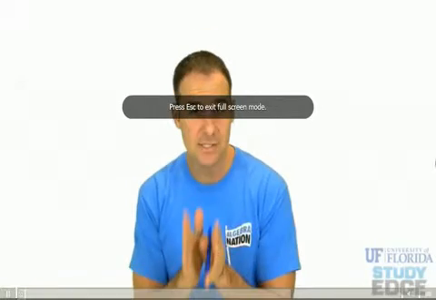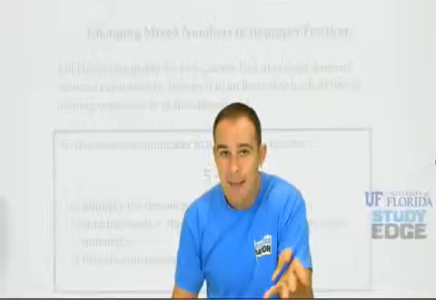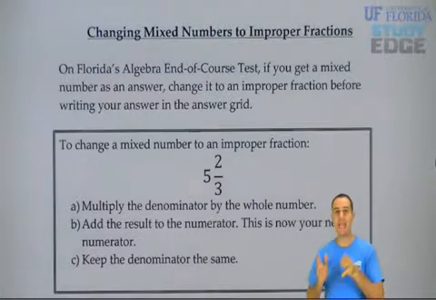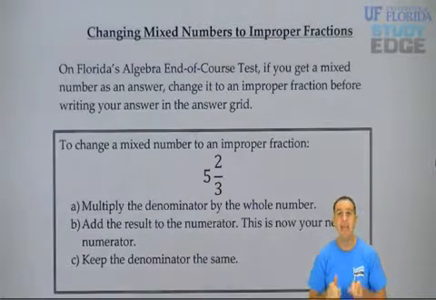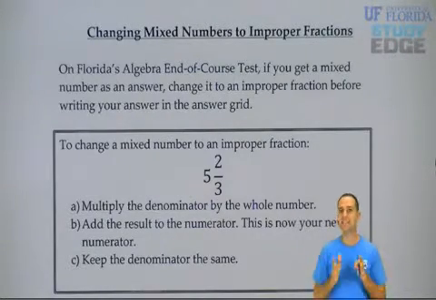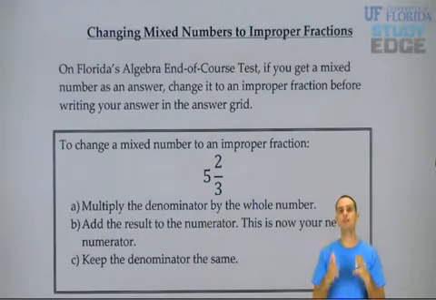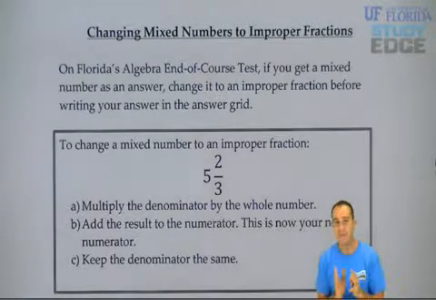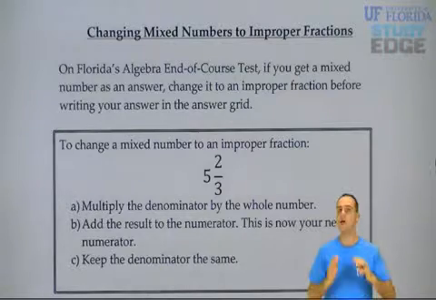Changing mixed numbers to improper fractions. You've got to do it. Because what happens on the Florida Algebra End of Course Test, the EOC, if you get a mixed number as an answer, you have to change it to an improper fraction if you have to write it on the answer grid. So how do you do it?